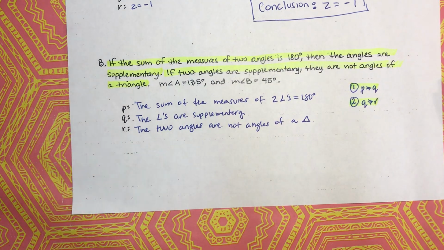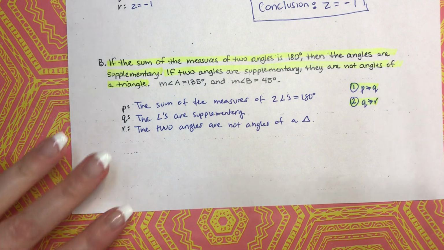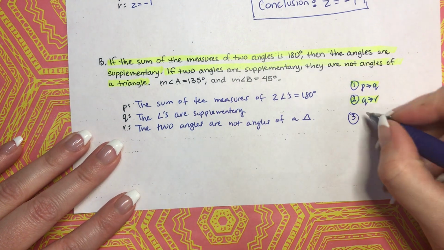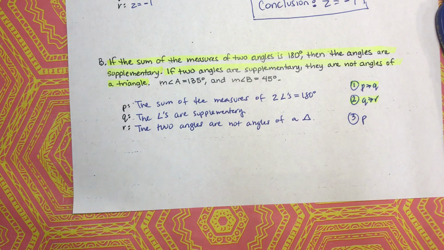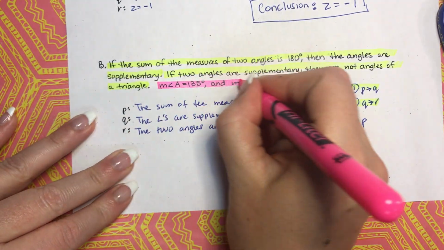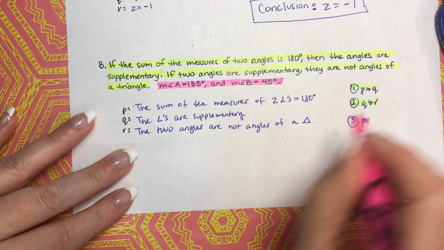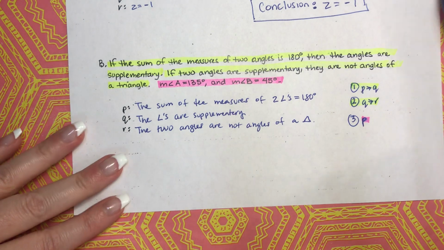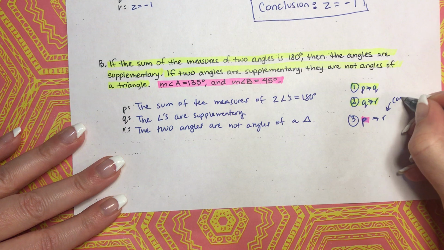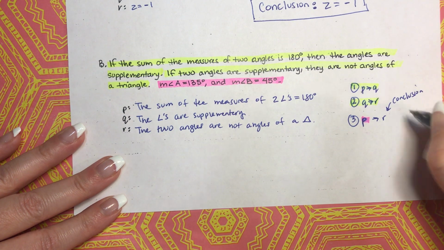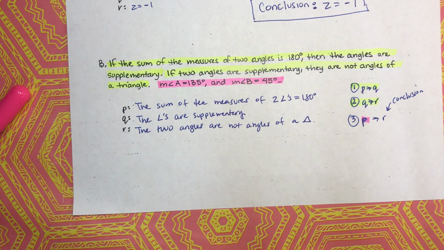When it asks us to find the conclusion, it's referring to that conjecture statement. They give us the P. So this is the P. And then the conclusion, the answer, would be the R. Okay?